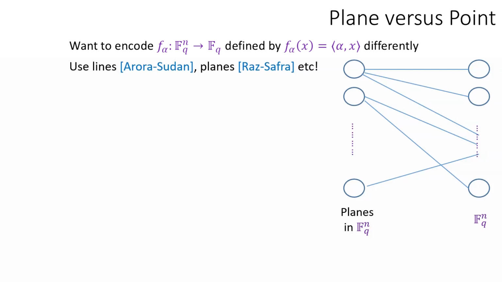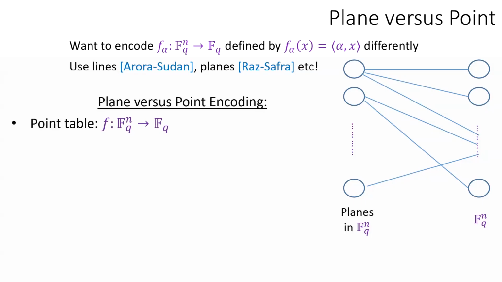I have a bipartite graph. Left side is all of the planes in F_q^n. Right side is all of the points. And there is an edge if there is containment. So what is the plane versus point encoding of f_alpha? Well, it's the most natural thing.